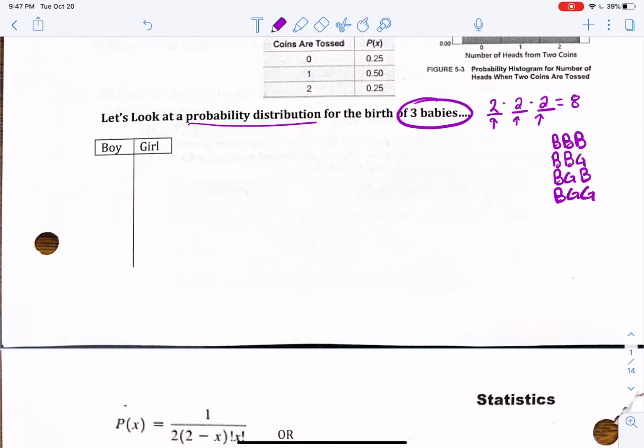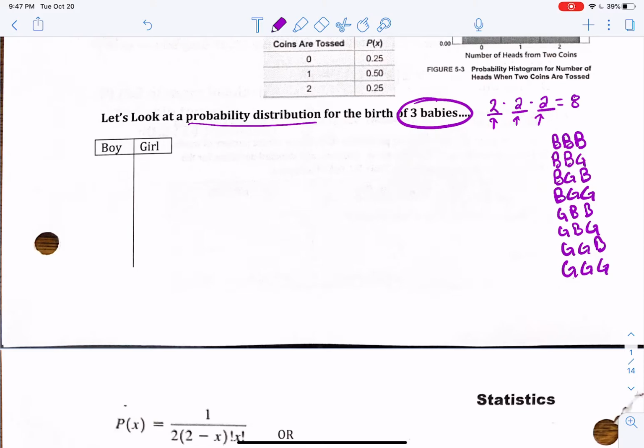So I'm halfway through. The first 4 are going to start with boy. The last ones are going to start with girl. So girl, boy, boy, girl, boy, girl, girl, girl, boy, and girl, girl, girl. Okay, those are all of my combinations. Those are all 8 of my list of combinations of boys and girls.